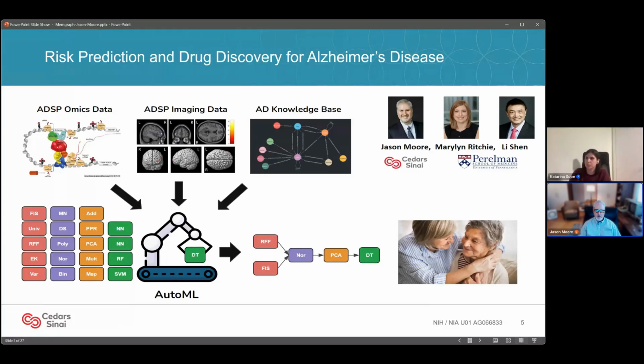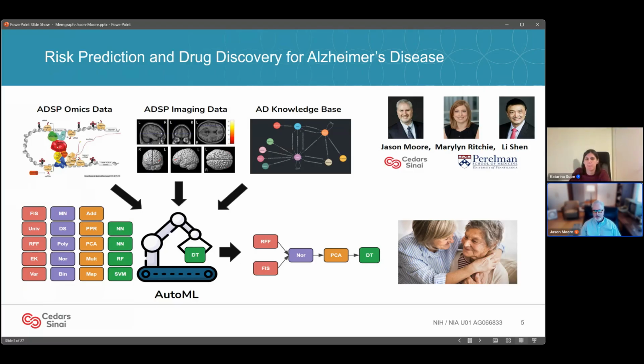But basically what TPOT does is it pieces together different algorithms for feature selection, feature engineering, feature transformation, machine learning classification or regression, and can piece those together into pipelines to do a particular machine learning task, and can do that automatically and find the right structure, the right operators to do a good job of classification or regression.